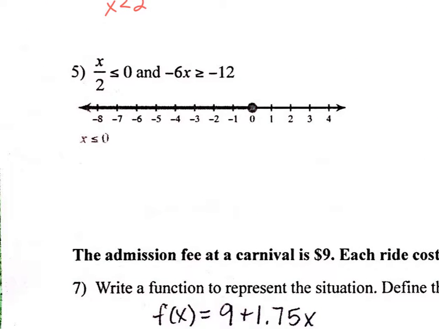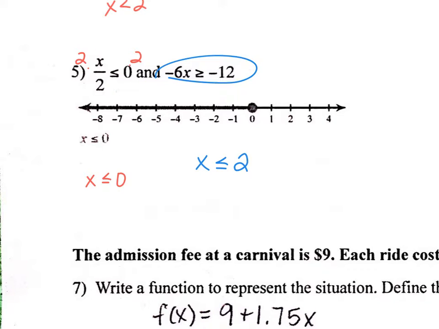Question 5, this is one of the important ones. All right, I'm going to multiply both sides by 2 to get rid of the fraction. That's going to give me x is less than or equal to 0. All right, my second equation, I'm going to divide by negative 6. X is going to be greater than, I'm dividing by a negative, so my symbol needs to turn around, less than or equal to. And negative 12 divided by negative 6 gives me positive 2.